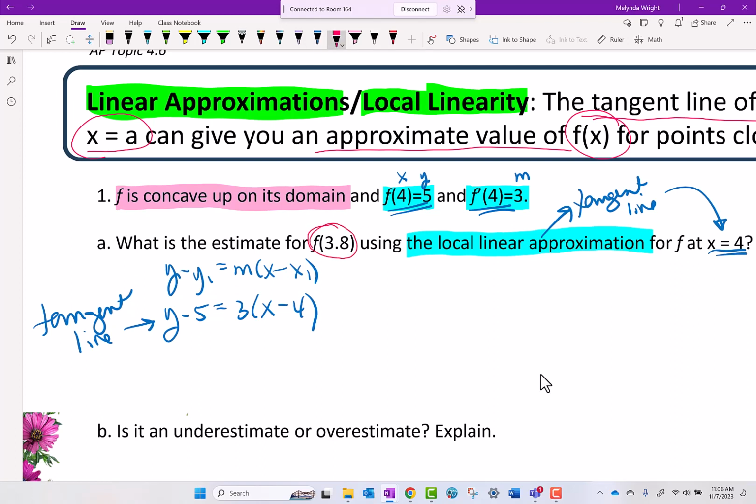of 3.8. Well, it's good they're giving us that information. We don't even know what the function is. We have no idea what the function is. So this is one way that they kind of force us to do this kind of an approximation where we don't even know what the function is. All right, so what are we going to do?